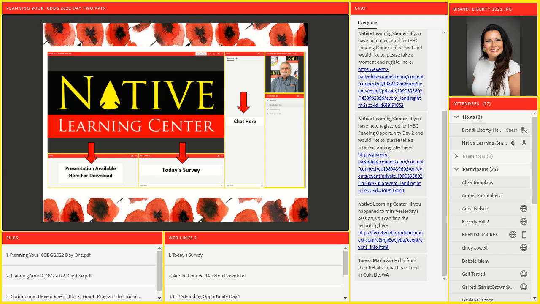And then you also have the NOFO in there, the Community Development Block Grant Program for Indian Tribes and Alaska Native Villages. In order to download it, all you're going to do is hover over that specific item, and you'll see an arrow button pointing downwards. Click that, and you should be able to save it to your computer, print it, use the material as you please. It is there for reference either throughout the webinar or afterwards, but we went ahead and provided it ahead of time so that y'all have it.